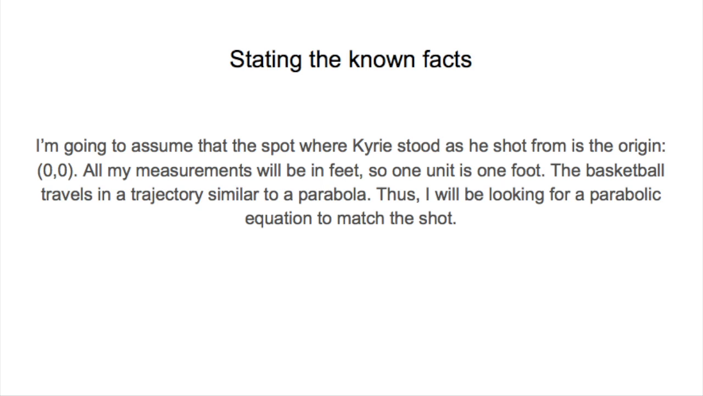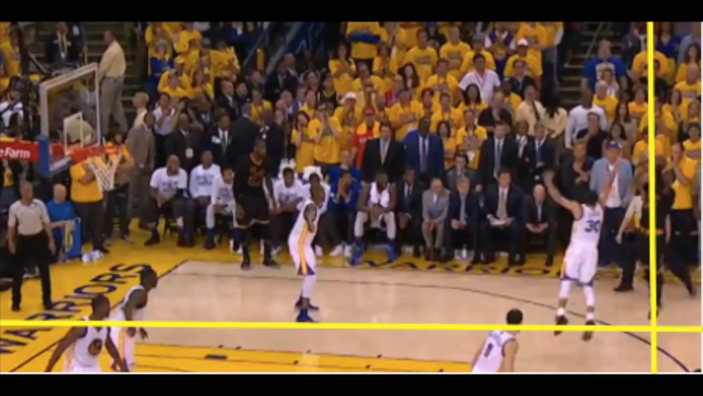I'm going to assume that the spot where Kyrie stood as he shot from is the origin, 0-0. All my measurements will be in feet, so 1 unit is 1 foot on the graph. The basketball travels in a trajectory similar to a parabola. Thus, I will be looking for a parabolic equation to match the shot.